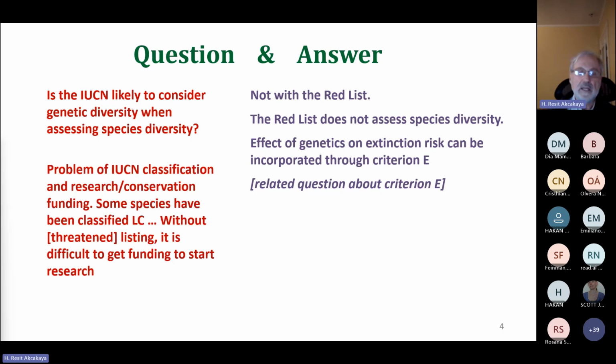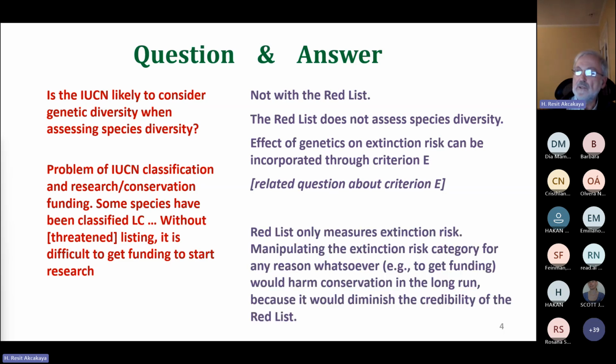Another question that came in this round is related to the problem of IUCN classification and research and conservation funding. The issue is that some species have been classified as least concern, but without threatened listing, it's difficult to get funding to start research. So again, Red List only measures extinction risk. It does not measure your funding ability.